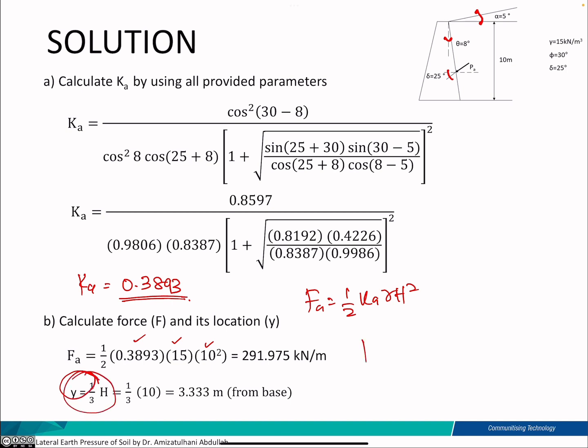So sebabnya, we assume that pressure distribution membentuk segitiga, masih lagi membentuk segitiga. So height is H over 3. Okay, so it's quite simple.